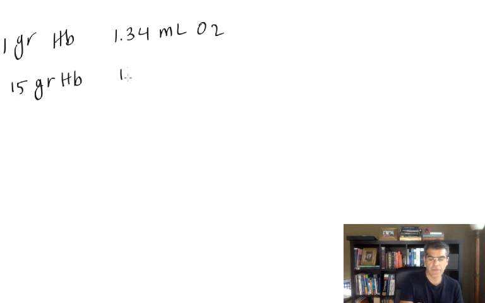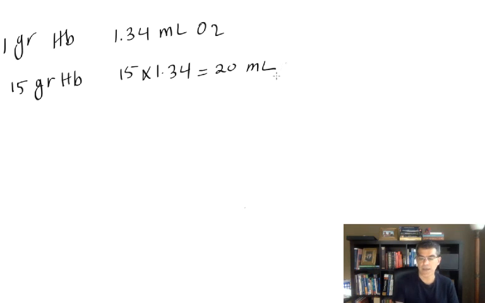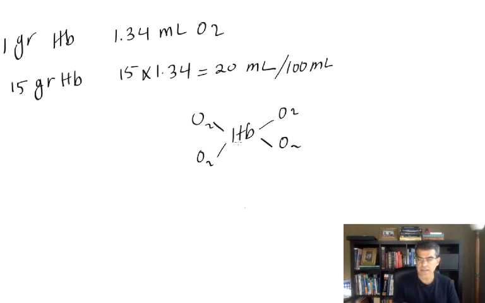So therefore, 15 times 1.34 would be the total amount of oxygen I can carry with my hemoglobin. That is around 20 ml. 20 ml per what? Again, per 100 ml of blood. So I can carry 20 ml of oxygen in every 100 ml of the blood. Think about it. Hemoglobin, as we mentioned before, can carry 4 oxygen. If I put oxygen on every seat here, I can carry 20 ml.